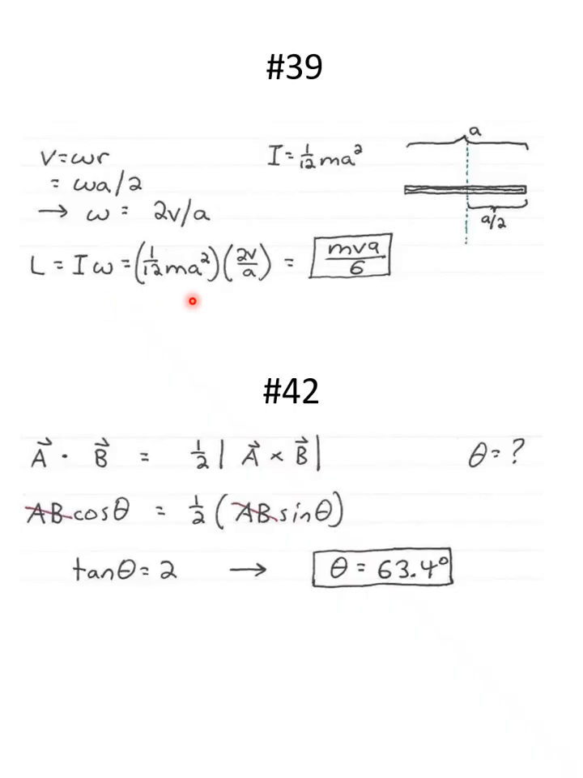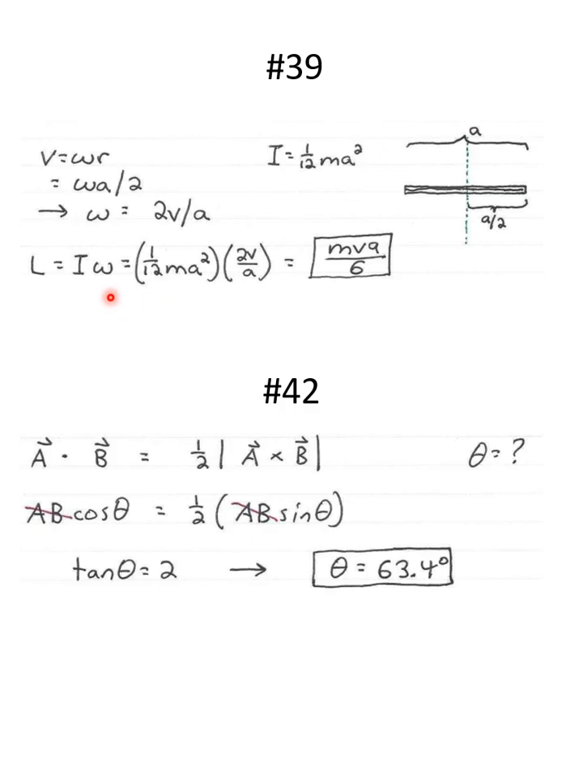You can look this up in the chart, and we've used it in class a few times, that a rod being rotated through its center has a moment of inertia of 1/12 m times length squared. And in this problem, the length is A. Here, I've written it up here. The length is A, so it's 1/12 m A squared.